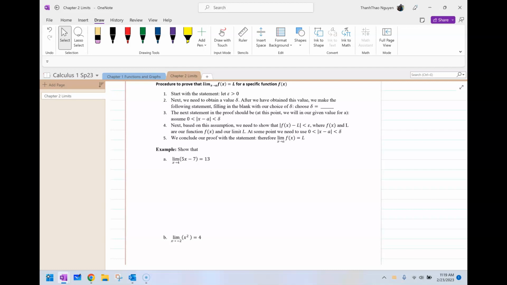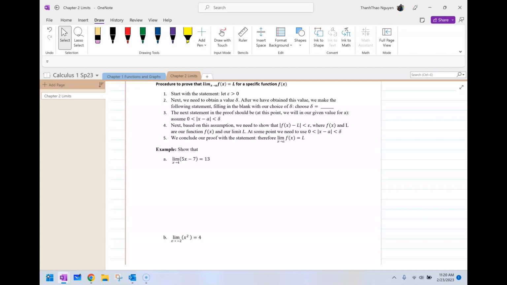The next statement in the proof should be, at this point we use our given value for a, assume that 0 is less than |x - a| less than delta. Next, based on this assumption, we need to show that the distance between the function and the limit is less than epsilon. And then at some point, we will massage in the 0 less than |x - a| less than delta. And we will conclude our proof.